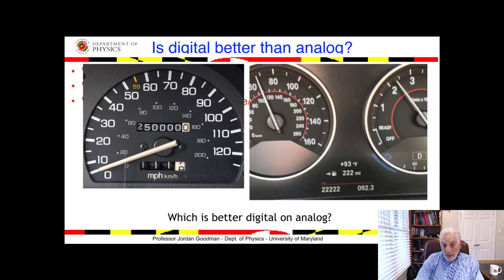But if you look at the one on the left, you can read it to much better than the last 1/10th, because here you can see it's between 7 and 8, and you could guess that it's almost precisely 7.5 miles.